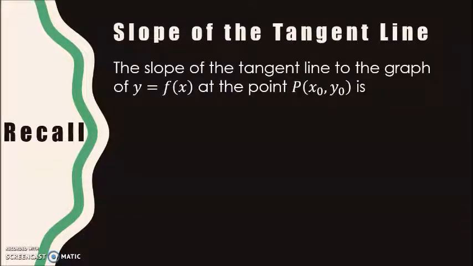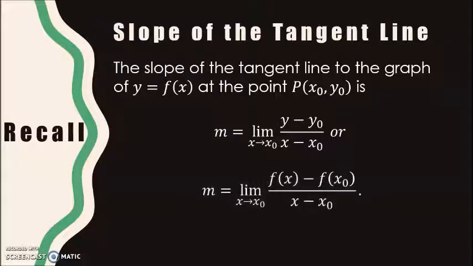So the slope of the tangent line to the graph of y equals f of x at the point P with coordinates x sub 0 and y sub 0 is equal to the limit of y minus y sub 0 over x minus x sub 0 as x approaches x sub 0, or we could also rewrite that as the slope equal to the limit of f of x minus f of x sub 0 all over x minus x sub 0 as x approaches x sub 0.